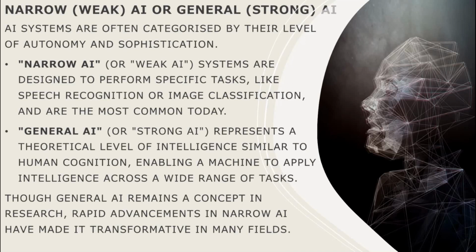AI systems are often categorized by the level of autonomy and sophistication. Narrow AI systems are those that are designed to perform specific tasks like speech recognition or image classification, and are the most common today. And the other category is the general AI or the strong AI, representing a theoretical level of intelligence similar to human cognition, enabling a machine to apply intelligence across a wide range of tasks.